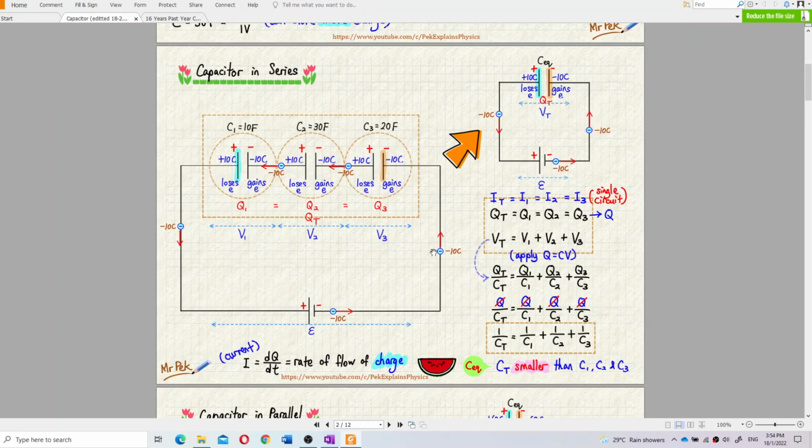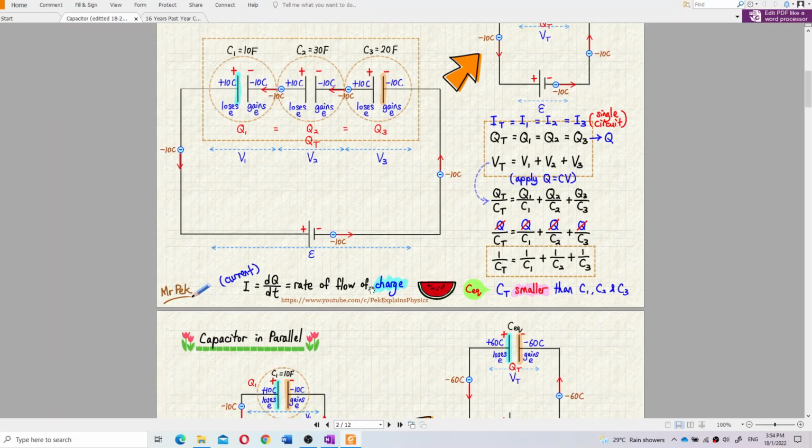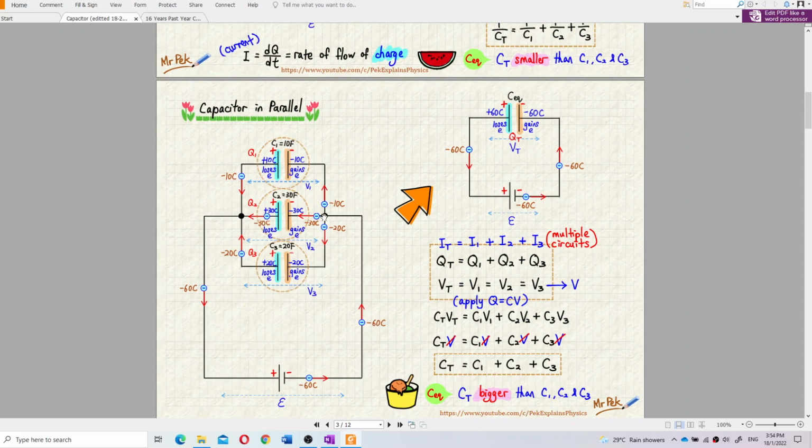It's because there is only one circuit, so the current can only travel in one circuit. You can say charge is like current. So the current is the same for all capacitors, so the charge is also the same for all capacitors. That's the simplest explanation. Like in parallel, the charge branches out to different branches, so different capacitors have different charges.